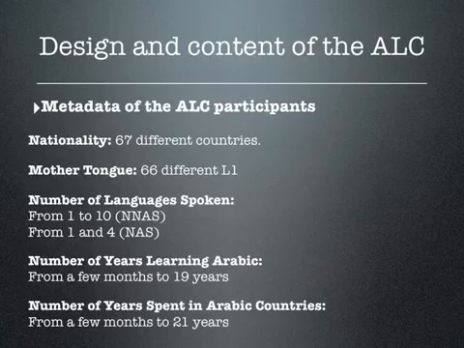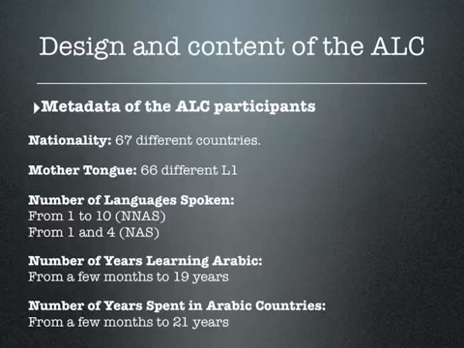Nationalities of the students represented 67 different countries. The corpus contains 66 different mother tongue representations. 65 of them are spoken by the non-native Arabic-speaking learners, and Arabic is the first language of all of the Arabic native speakers. The number of languages spoken by each learner ranged from 1 to 10 in the case of non-native speakers, while native speakers spoke between 1 and 4 languages.